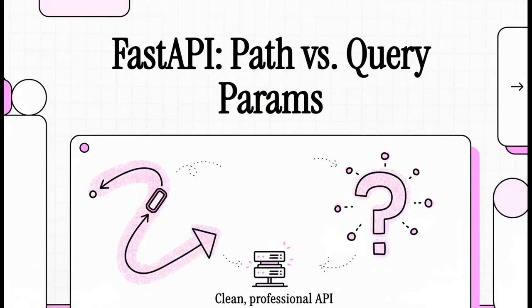All right, so if you're building APIs with FastAPI, one of the first big questions you're going to hit is, how do I get information from the client? And the answer usually boils down to this fundamental choice. Do I use a path parameter or a query parameter? Look, getting this right isn't just about some picky syntax rule. It's the foundation of a clean, professional API that people will actually enjoy using.